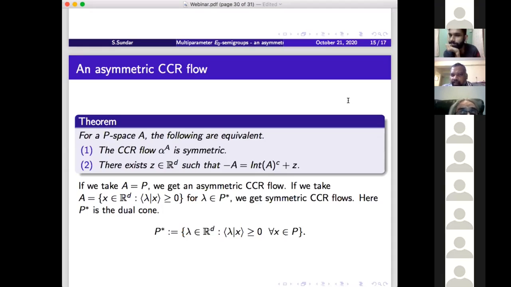But for example, in the last theorem, for a P space, the following are equivalent. The CCR flow alpha A is symmetric. The proof of this requires semigroup C-star algebras. Maybe I should have spent two or three more slides on this. I thought this itself will take one hour, but I should have been careful. Yeah, this theorem, 1 implies 2, requires semigroup C-star algebras. Okay, that's interesting.